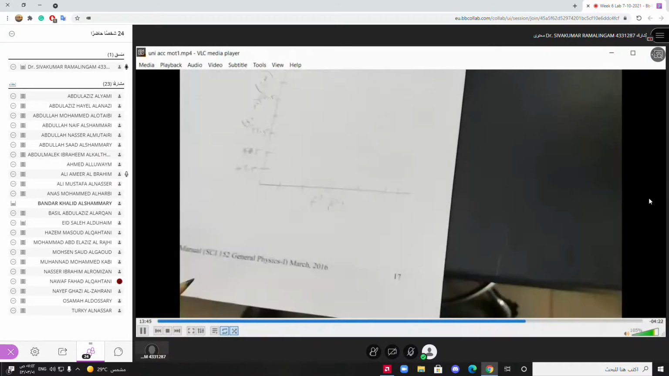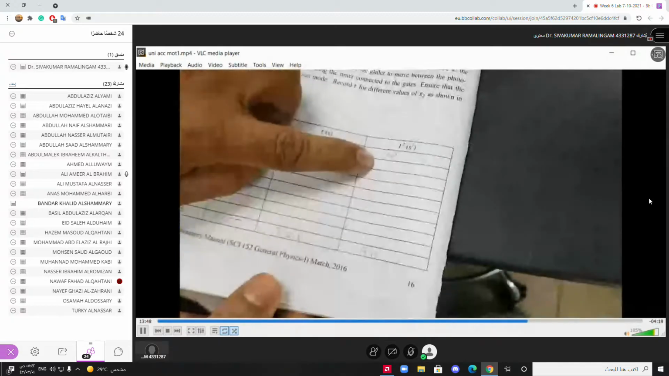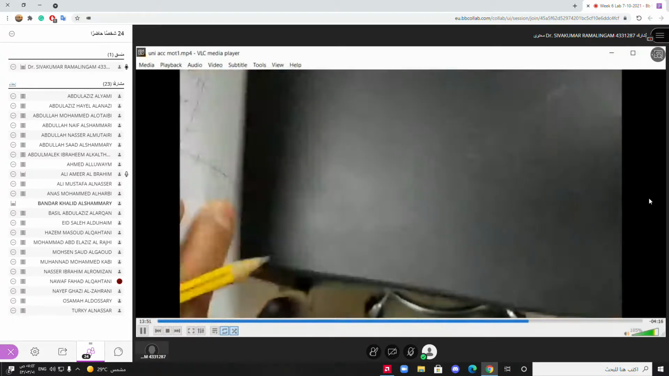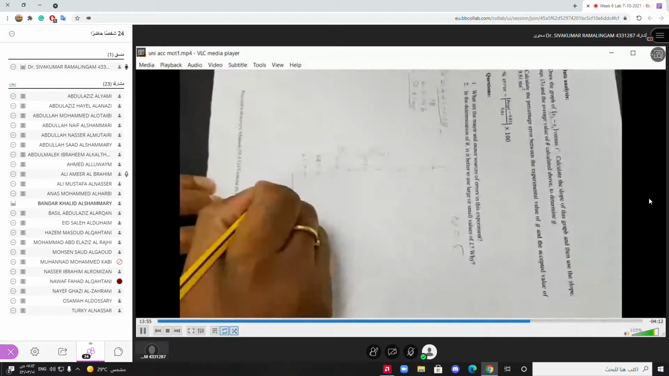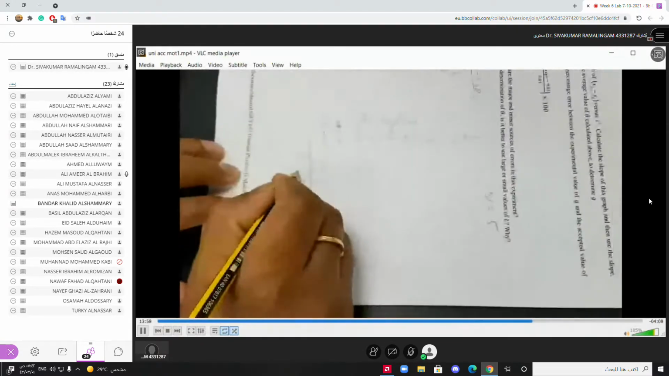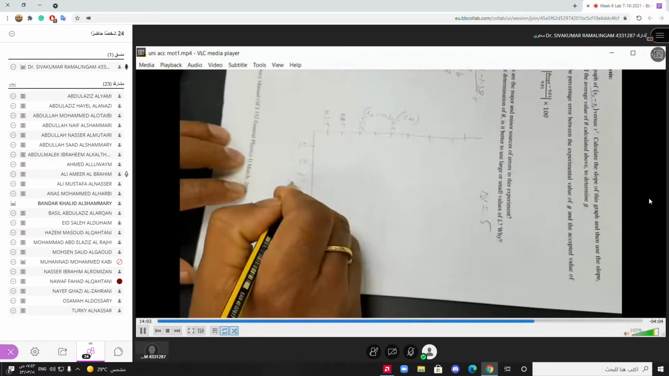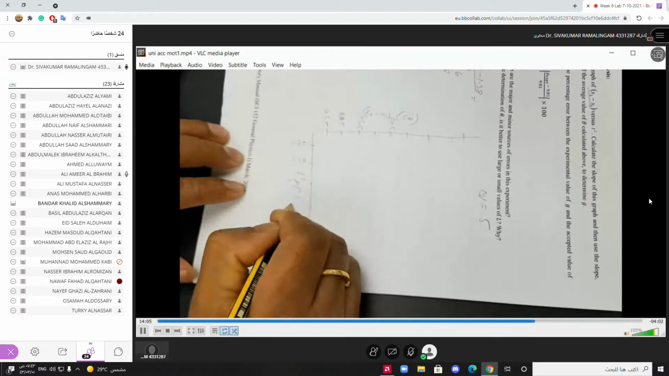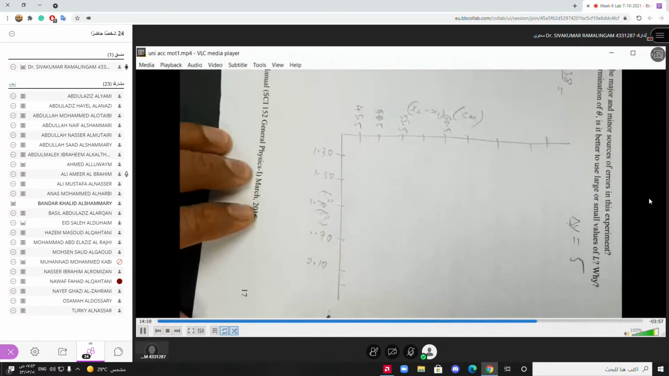And I have to start with the minimum value. What's the minimum value here? 1.3. Here I can take 1.30. Add this with this, 1.50. Add with this, 1.70. 1.90. 2.10 and keep going. Right?